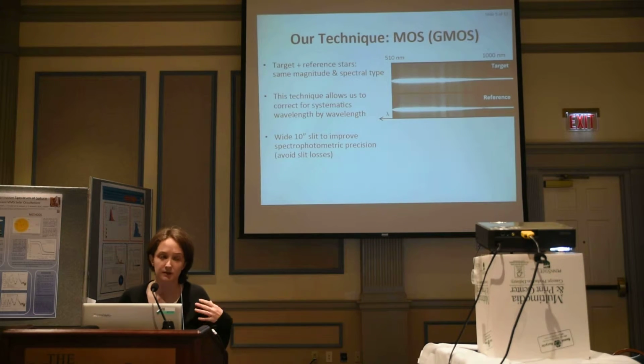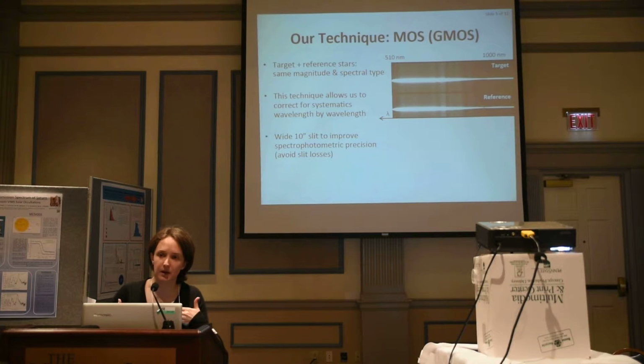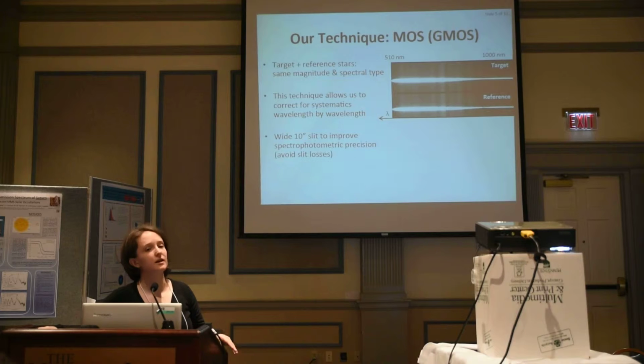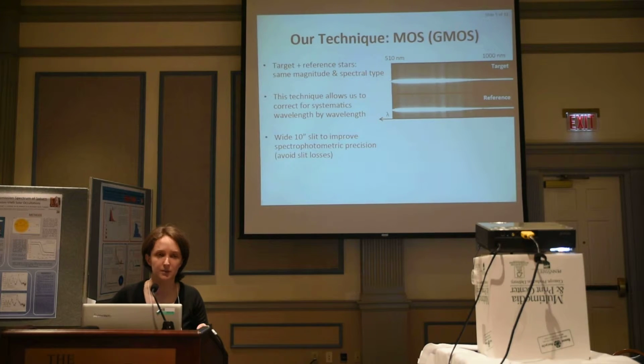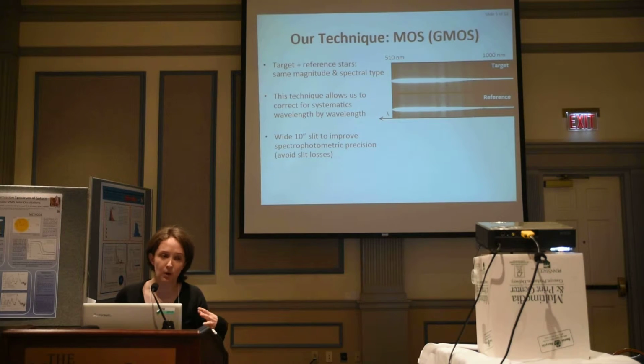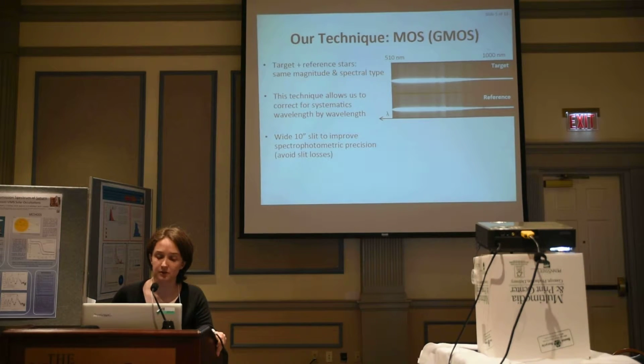So I just want to briefly go through the technique. We're doing multi-object spectroscopy. So we have 2 stars, a target star and a comparison star. And these are aligned in wavelength, so the vertical lines, as you can see, are sky features. And so this allows us to correct common systematics wavelength by wavelength. We also use a wide 10 arcsecond slit to reduce slit losses, which improves our precision, because we need 10^-4 level precision in 10 nanometer spectral bands. So that comes at the expense of some spectral resolution.